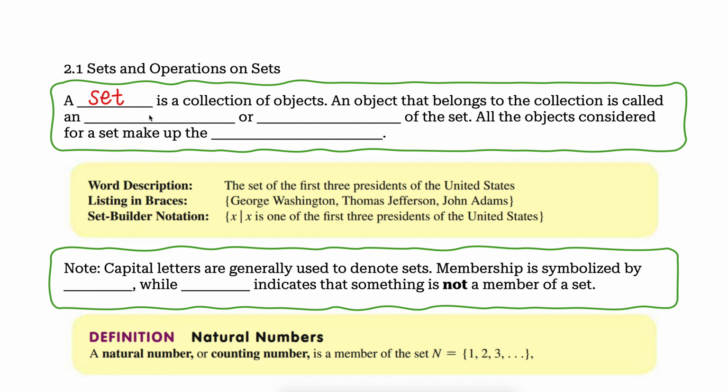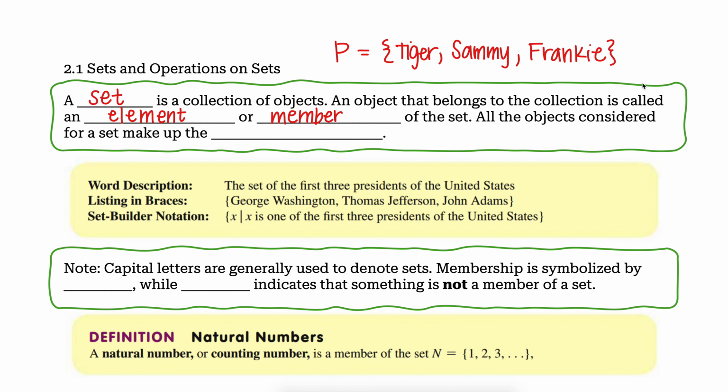These objects are called elements or members of the set, and you will hear me use those terms interchangeably. So for instance, I could have a set, and I'll call it set P for my pets. I actually have 3 cats. One is named Tiger, one is named Sammy, and one is Frankie. So each of those pets, each of my cats, is an element or a member of the set of my pets.